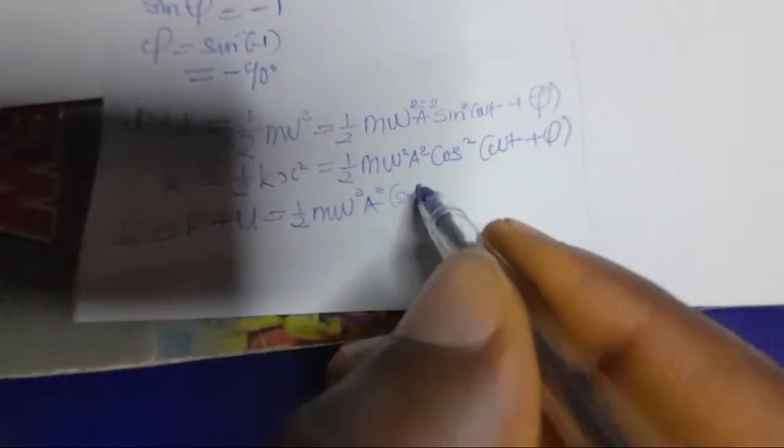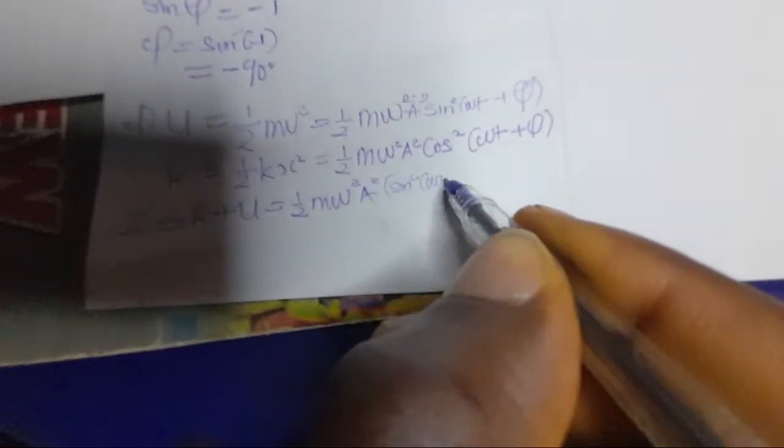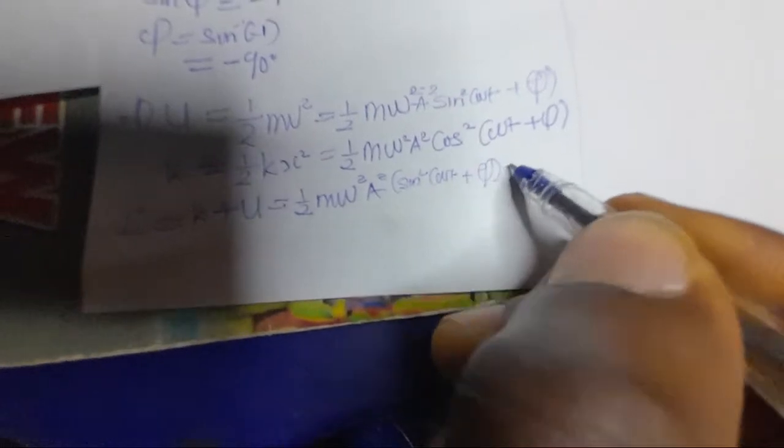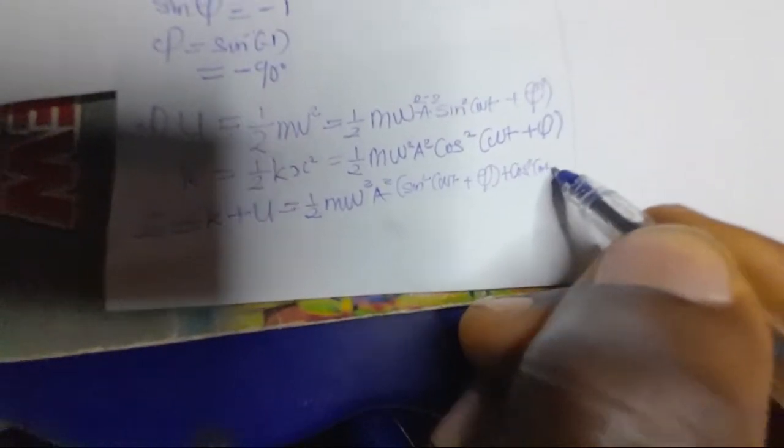So now we are asked to find the total energy. The total energy of this is going to be adding the two together: E will be equal to K plus U, which is equal to half m omega squared A squared, sine squared (omega t plus phi) plus cos squared (omega t plus phi). Sorry for that jargon I wrote there.